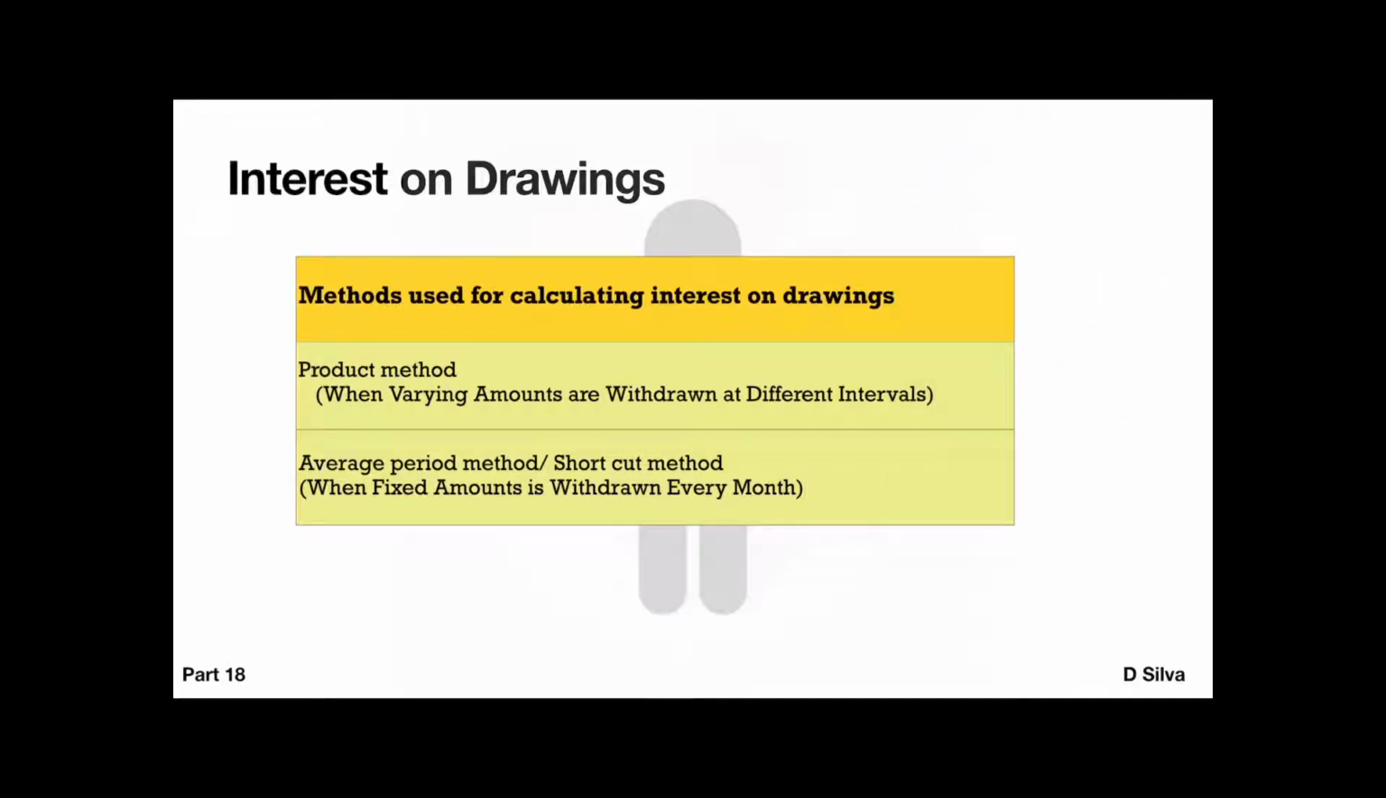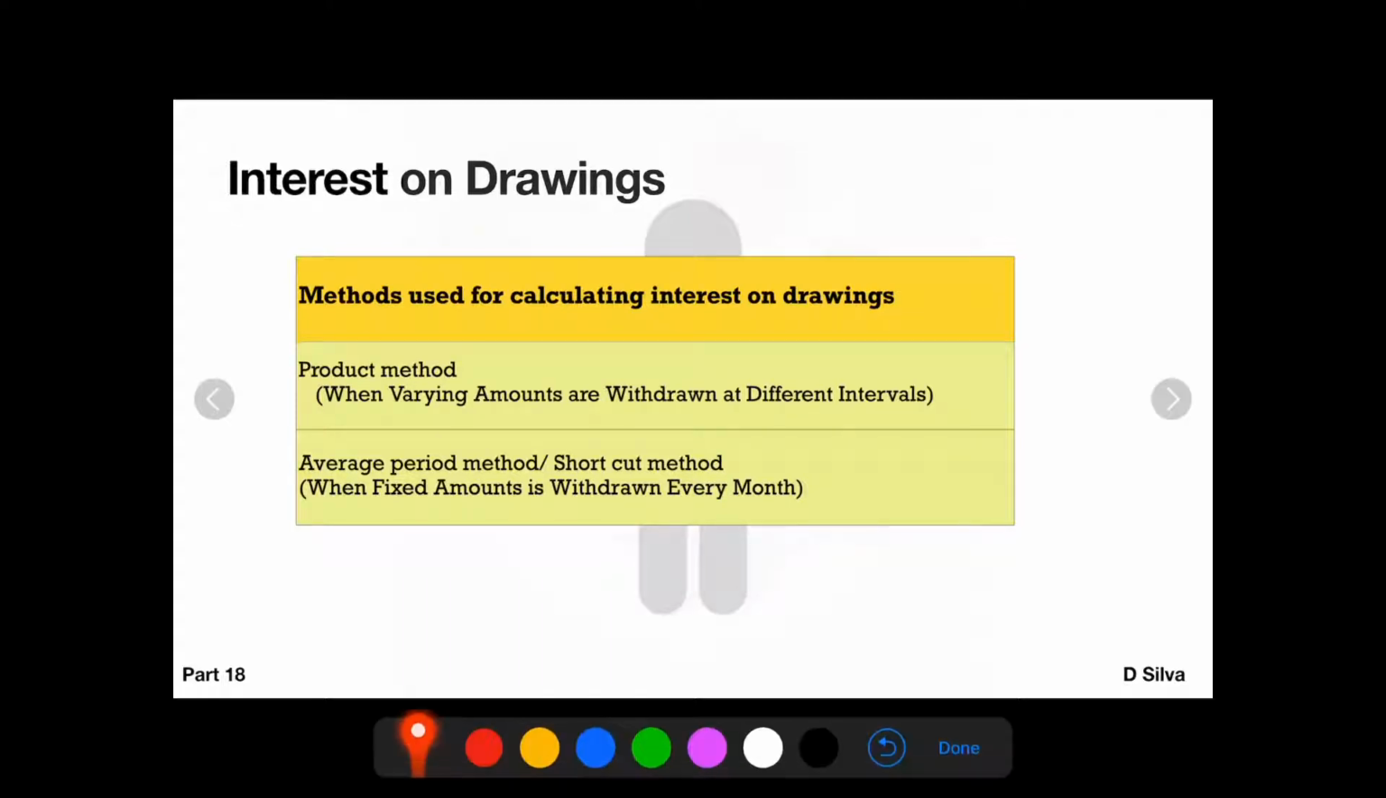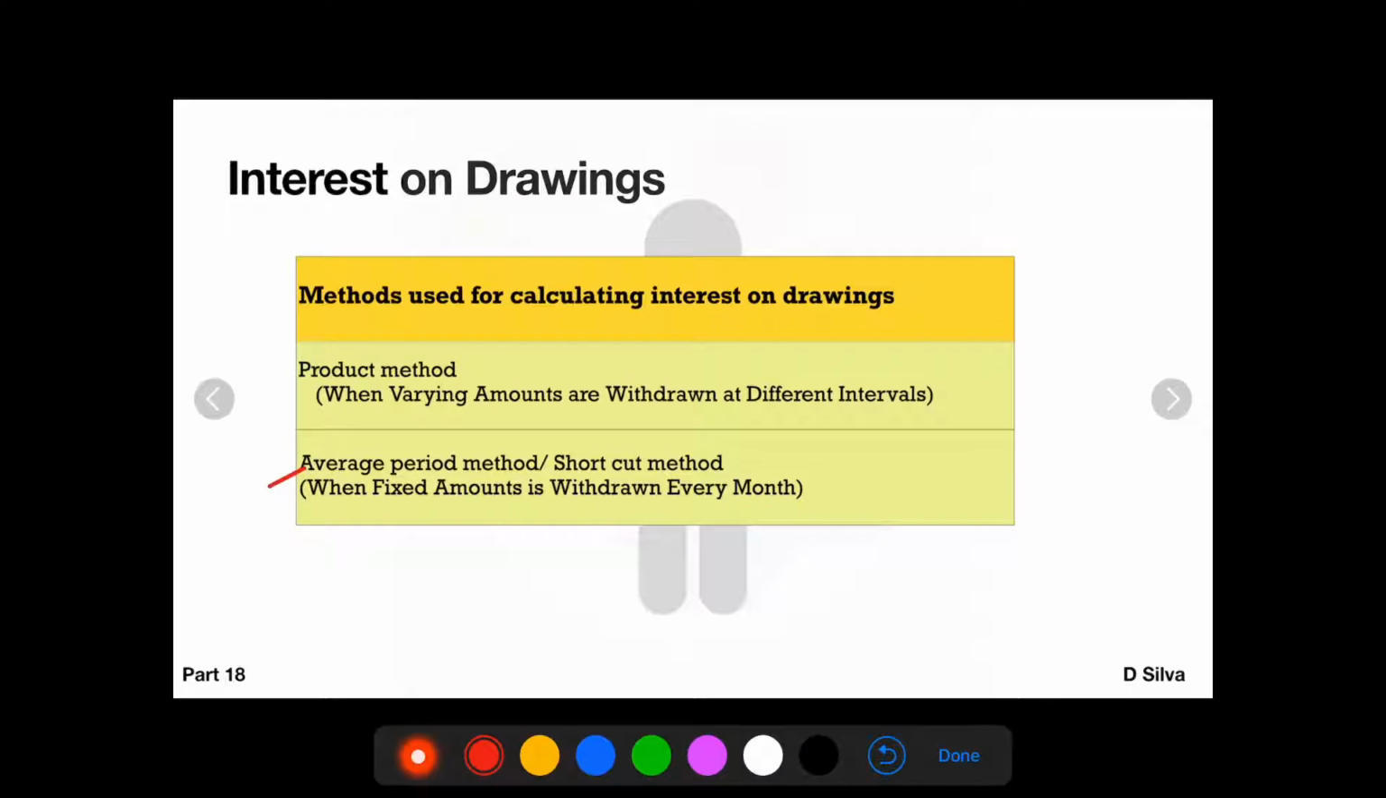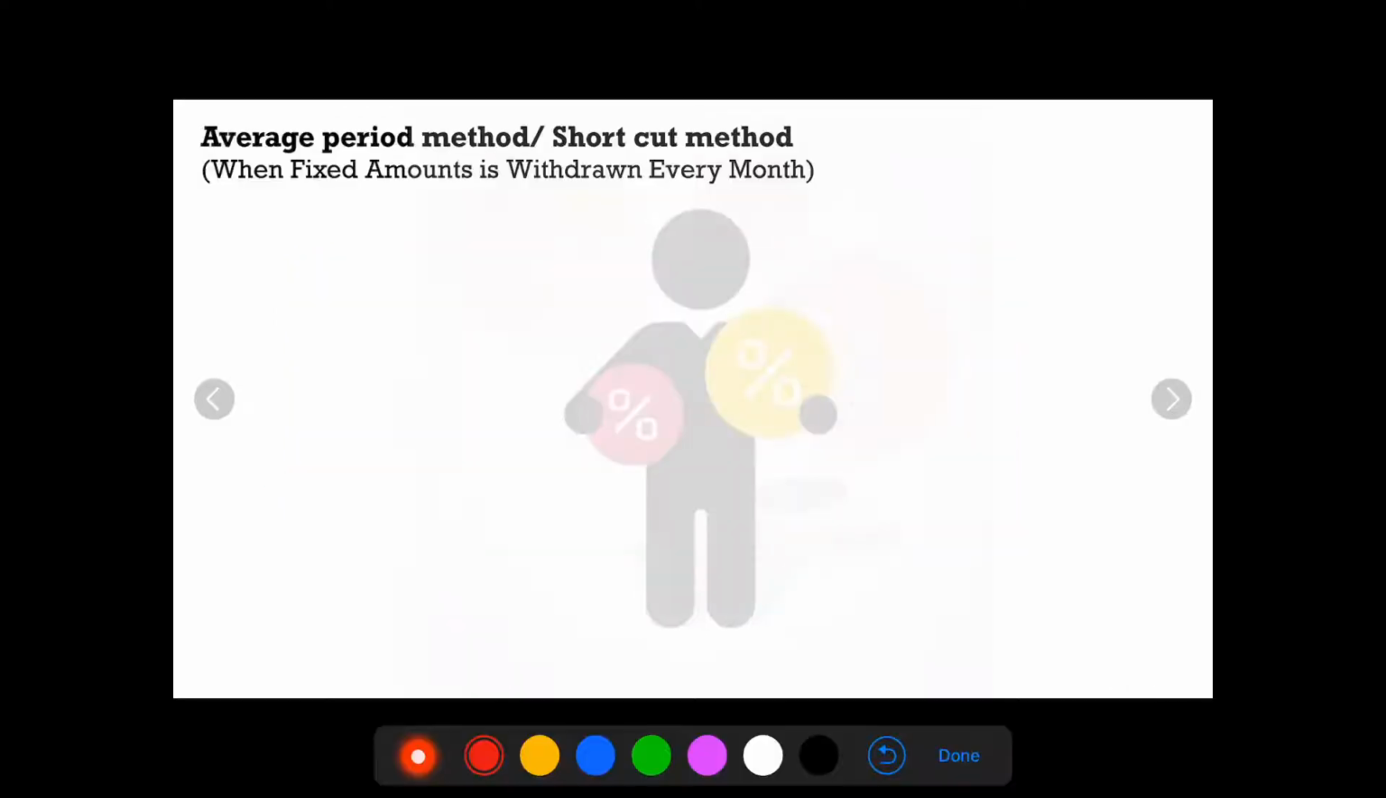Hello dear students. Today I will be teaching you how to calculate interest on drawings under the average period method, or shortcut method. We use this method when a fixed amount is withdrawn every month.